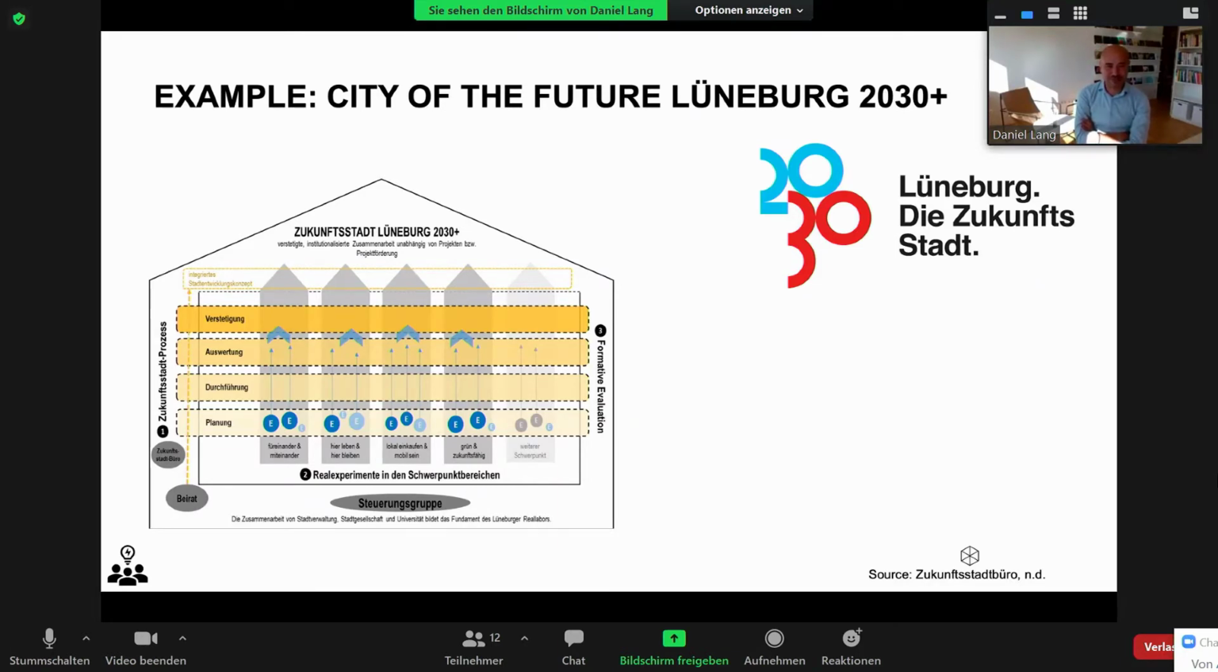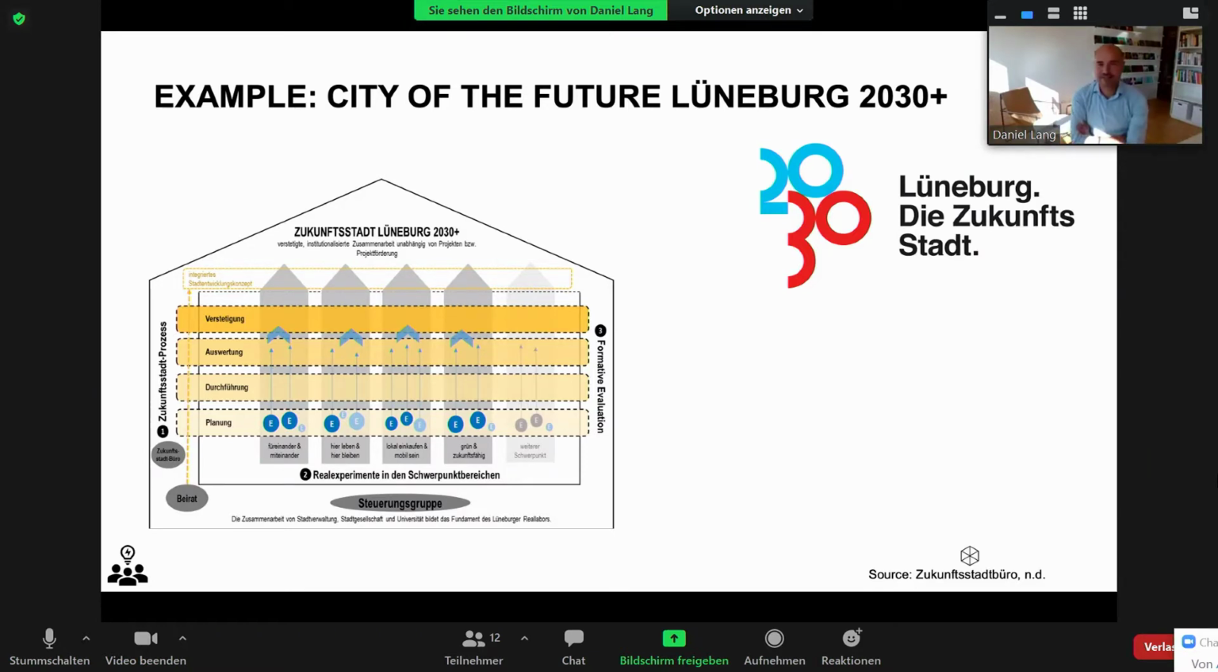So to make it concrete, an example from where I'm currently working and where I'm engaged in multiple learning processes is a project that's called Lueneburg 2030 Plus, the city of the future. And this is a project that we started already in 2015, where we, together with 750 students in collaboration with actors from the city, created different visions for the city.